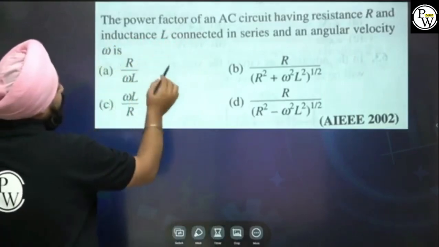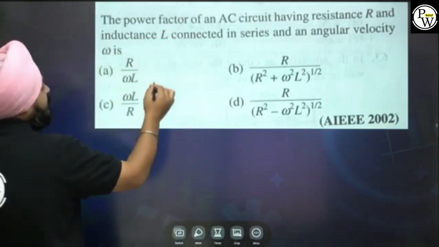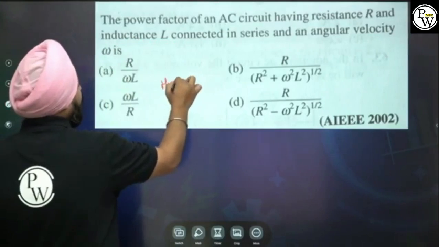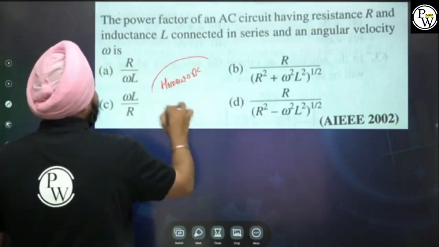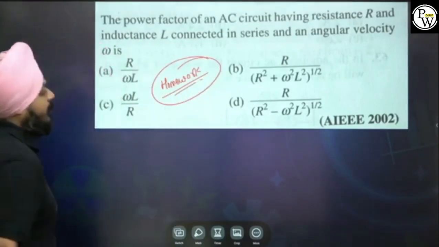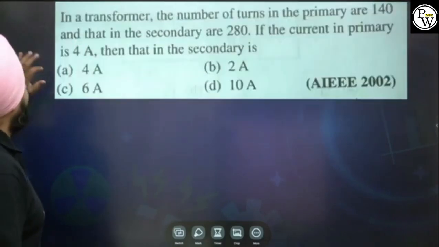The power factor of the AC circuit is this. Okay, this is a very easy question. So I'm giving all of you this as homework from my side, right? The question was asked in JEE 2022.